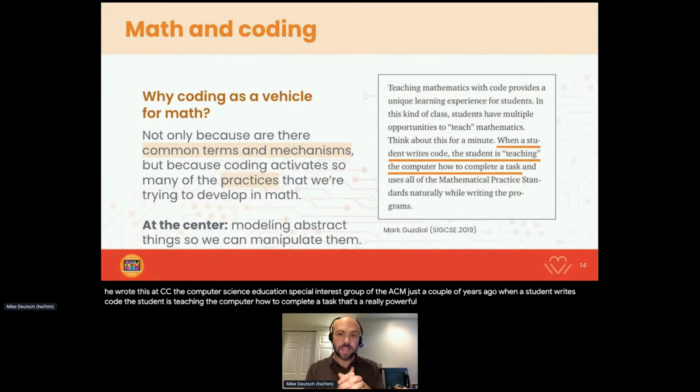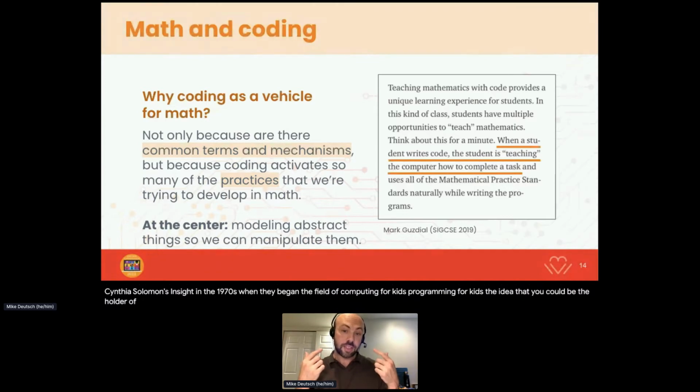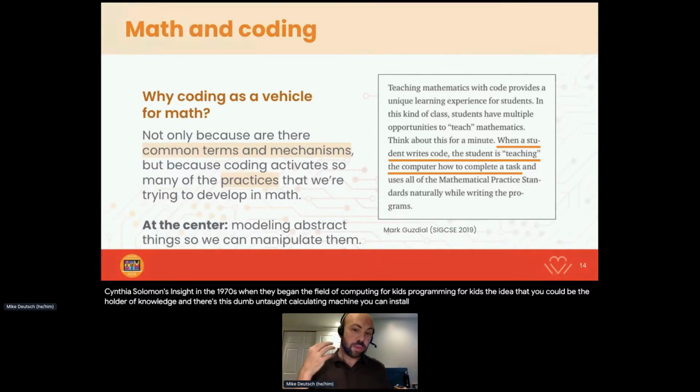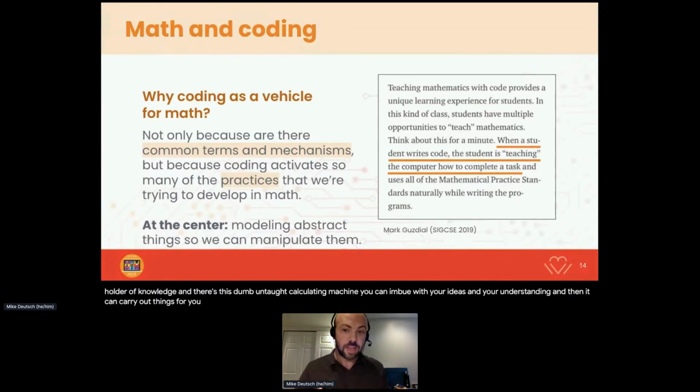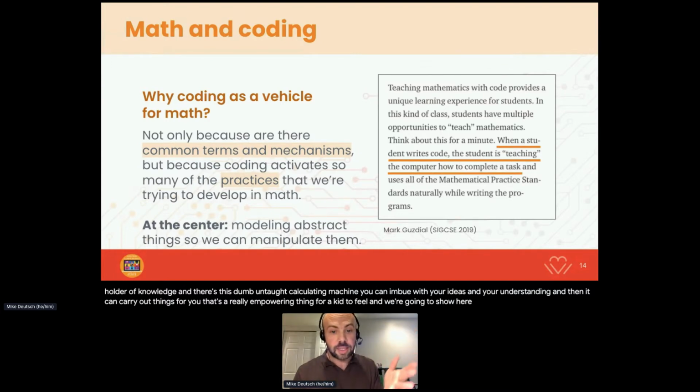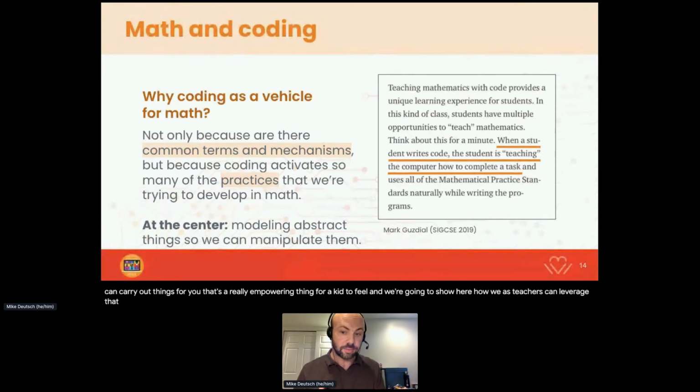That's a really powerful idea, and it dates back to Seymour Papert and Cynthia Solomon's insight in the 1970s when they began the field of computing for kids, programming for kids. The idea that you could be the holder of knowledge, and there's this dumb, untaught calculating machine you can imbue with your ideas and your understanding, and then it can carry out things for you. That's a really empowering thing for a kid to feel. And we're going to show here how we as teachers can leverage that to help them get scaffolded in math.